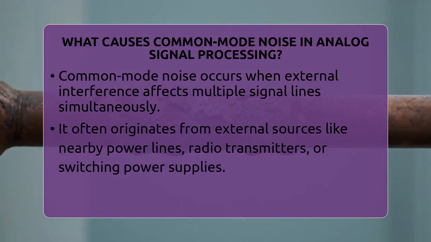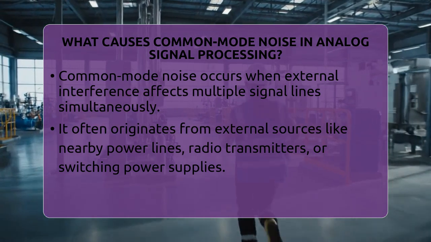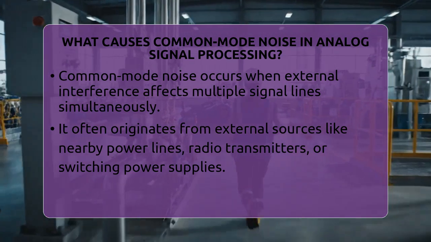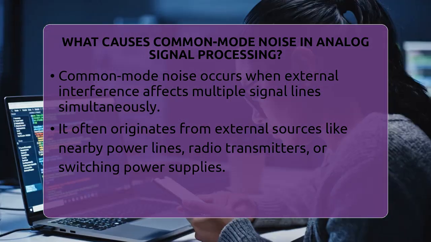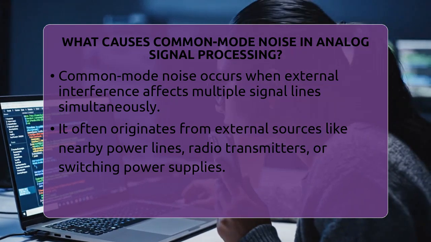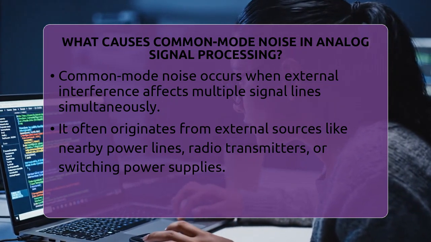Common mode noise mainly comes from interference that appears on two or more signal lines relative to a shared reference point, usually ground. Think of it like two friends walking side by side, both getting pushed by the same gust of wind. This interference can come from several sources.